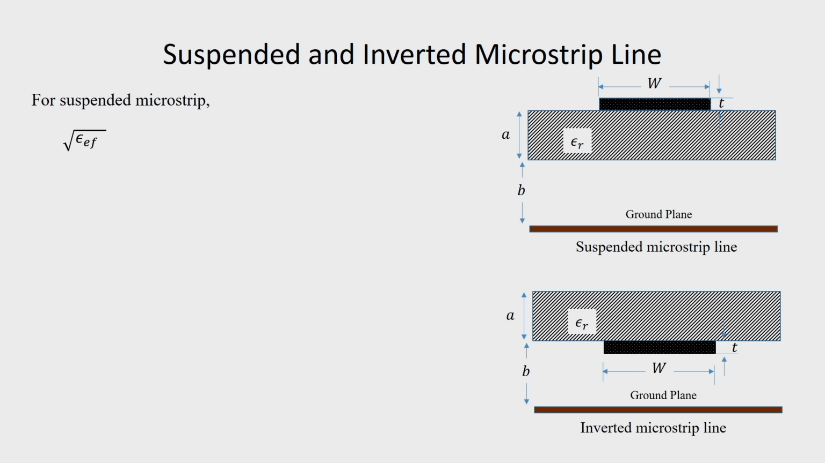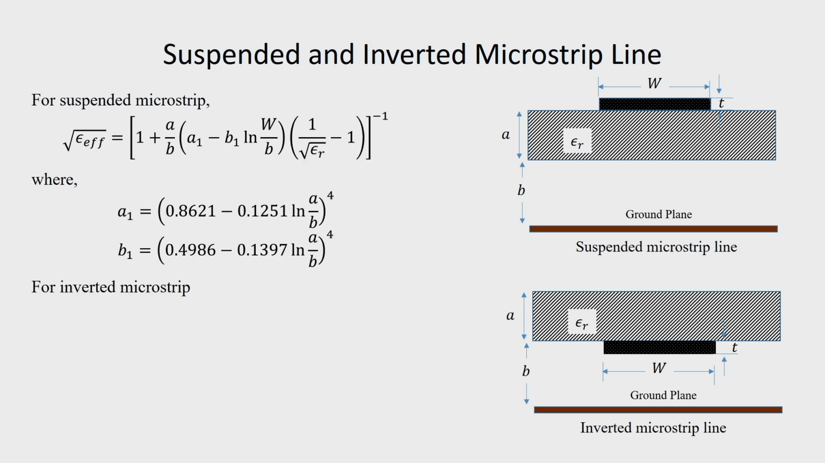For suspended microstrip, we calculate epsilon effective as before, and then we calculate the parameters A1 and B1, and then for the inverted microstrip, we have epsilon effective given by this.